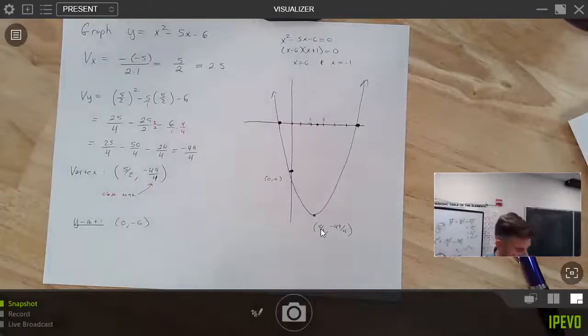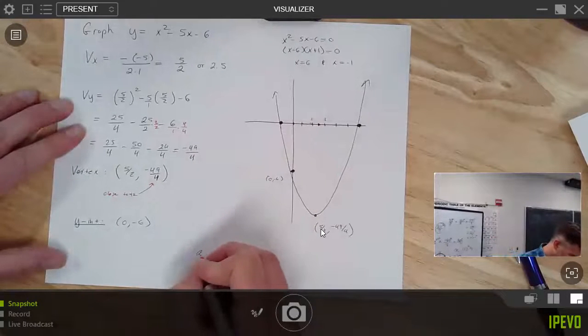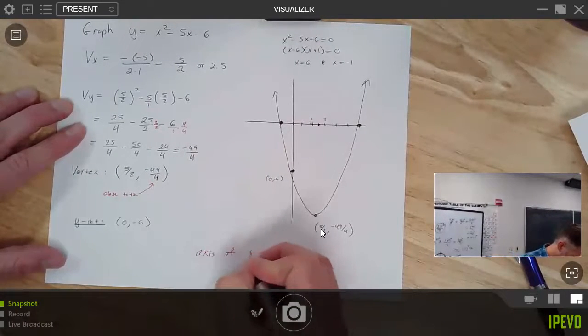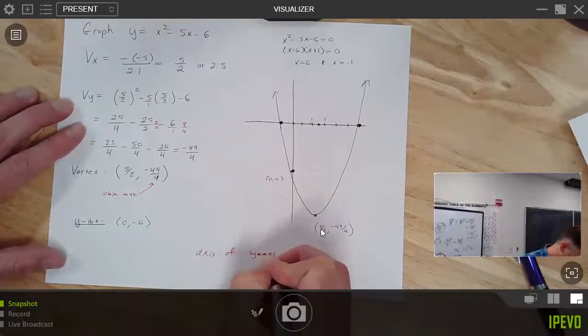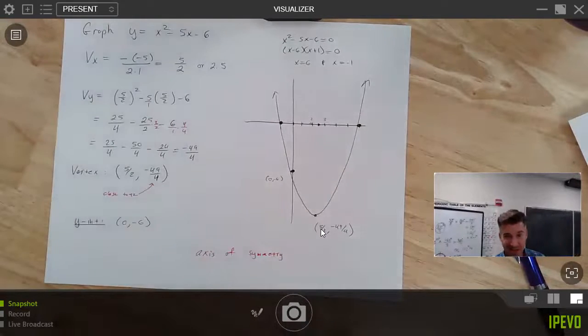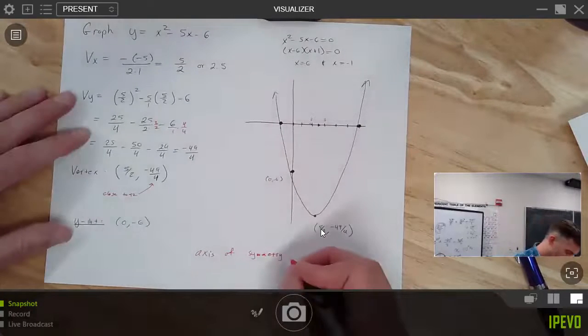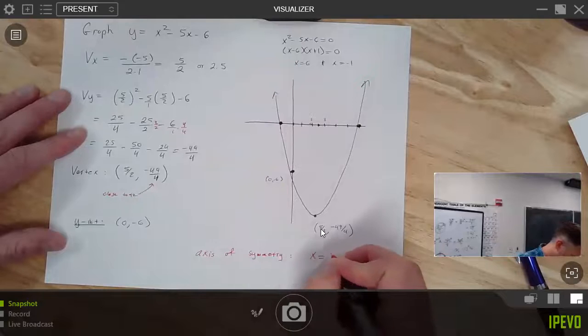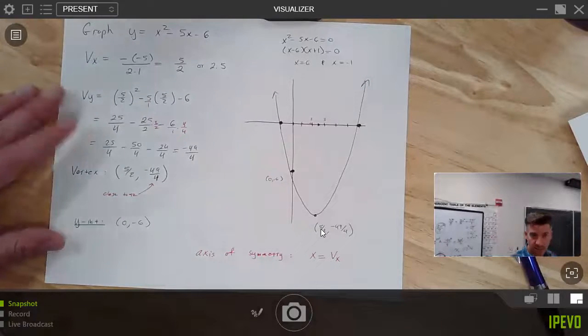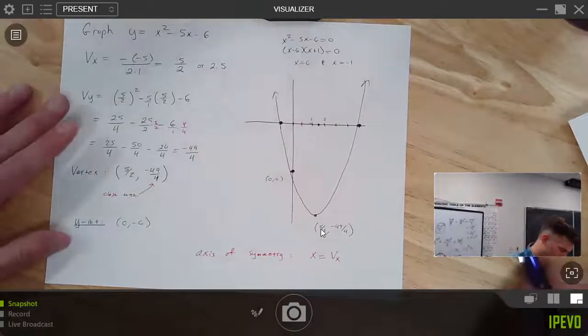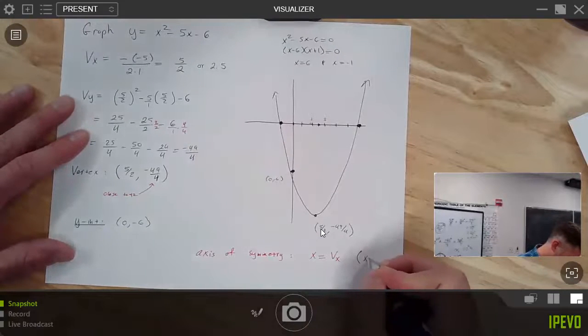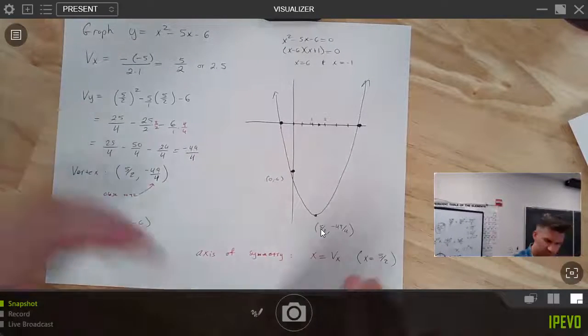If anyone asks, we should be able to say that the axis of symmetry, it's always just x equal to whatever the x coordinate of the vertex is. So very generally, it's x equal to v sub x. In this particular problem, my axis of symmetry would be x equal to 5 halves.